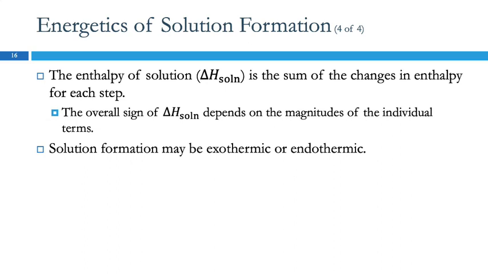So then the enthalpy change for the solution, for making the solution, will be the sum of all of those changes. Whether this is positive or negative is going to depend on the magnitudes of those, because we have 2 that are positive and 1 that's negative. But if the negative one is really big, this could be exothermic. If the negative one is kind of small, this might be endothermic. So forming a solution can be exothermic or endothermic.